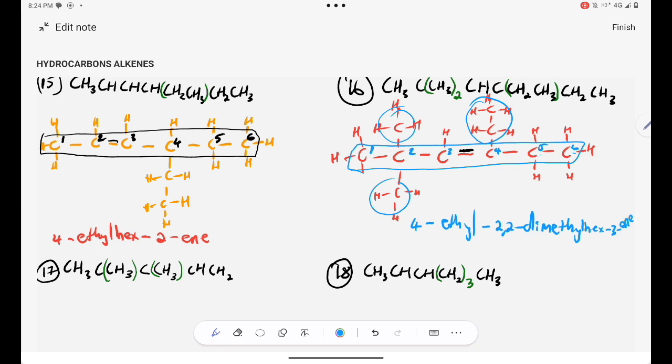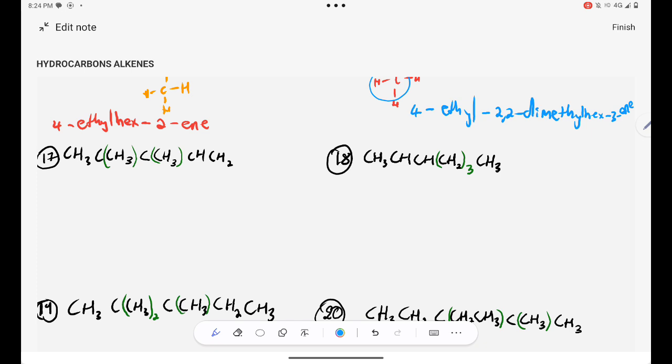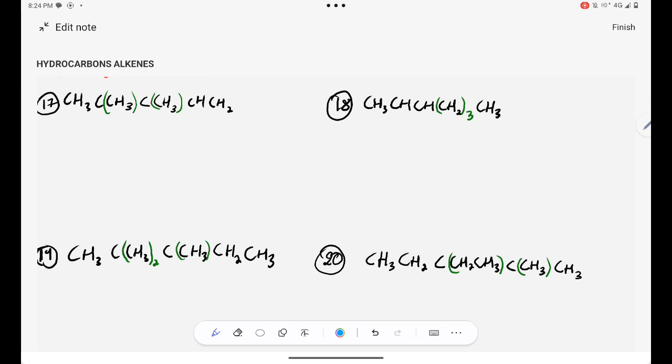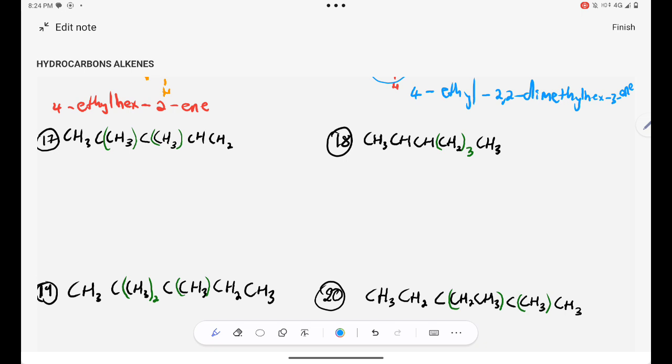It's 3-ene. Okay, number 17. I have a CH3, I have a C with a CH3, I have another C with a CH3, and then I have a CH with a CH2.